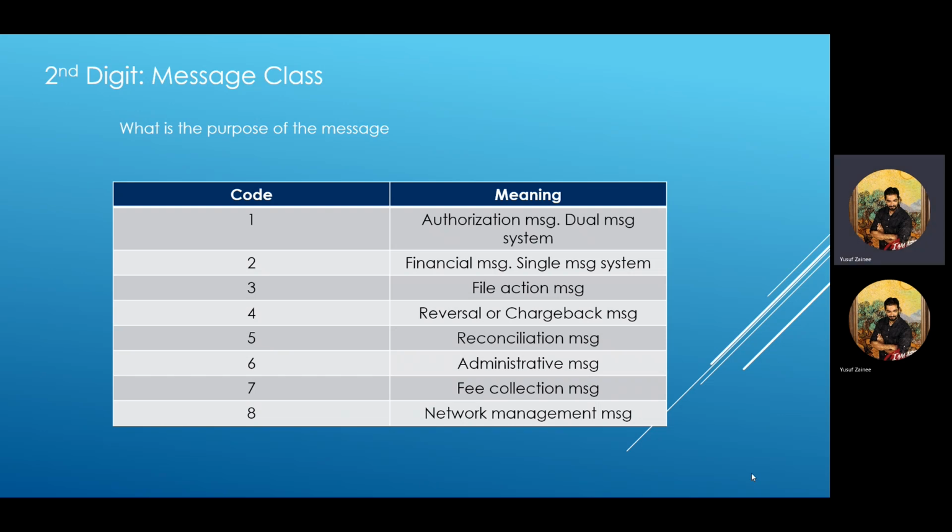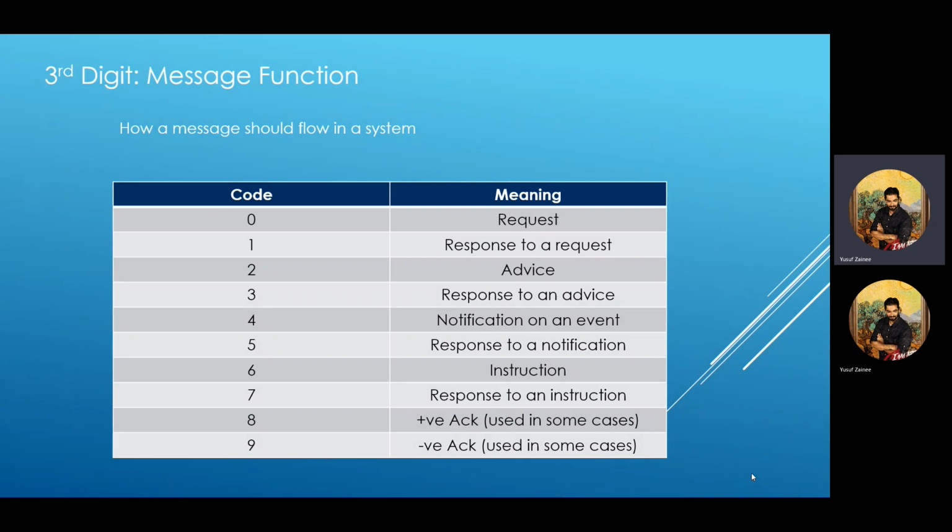So when I say network management messages, it's like, say, for key exchange, for login, or for echo test and all. So such messages have the code 8. So this is the second digit. Let's go to the third digit, which says the message function.